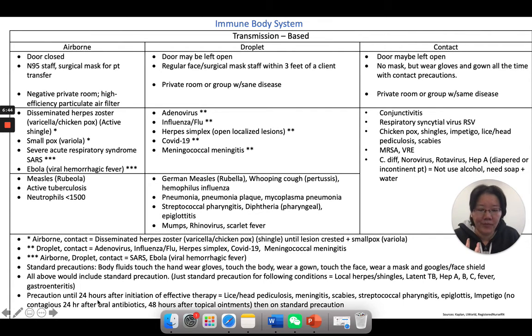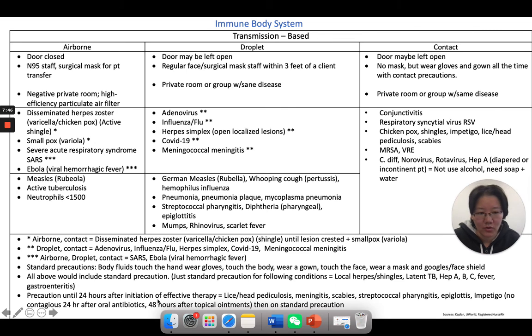Next, they will give you a condition, a disease, and then say the treatment has been given for certain hours, and then ask whether the precaution changes from, for example, airborne to standard precautions, or which of the following conditions apply. For example, impetigo is a contact precaution. If after 24 hours of oral antibiotics, then they can go back to standard precautions. But if they are treated with topical ointments, then that will be after 48 hours before they can go back to standard precautions.